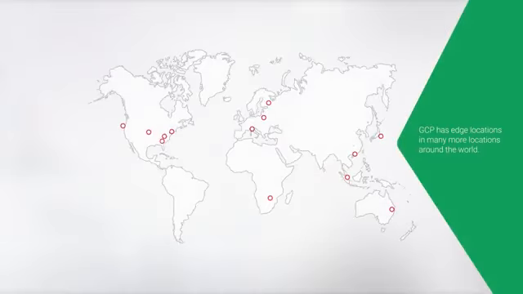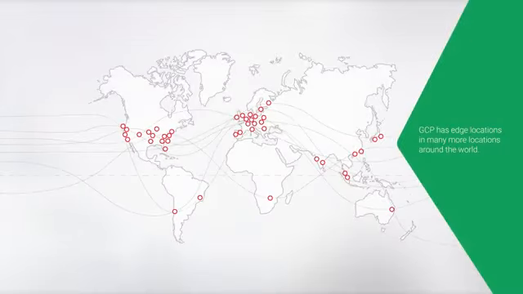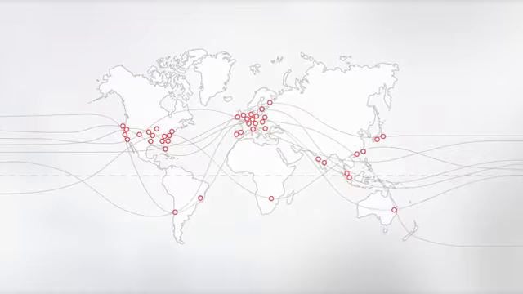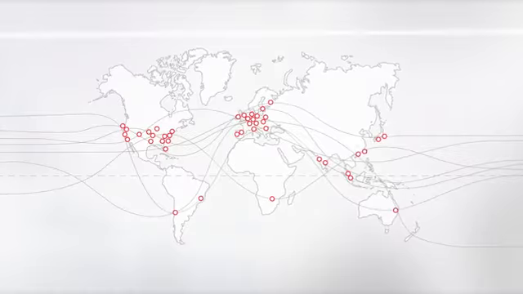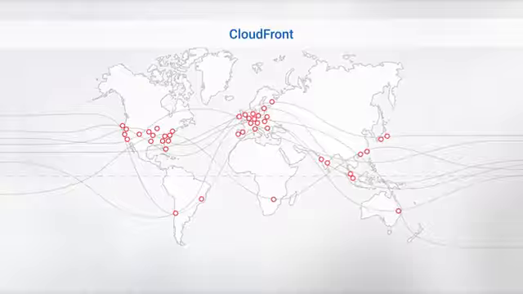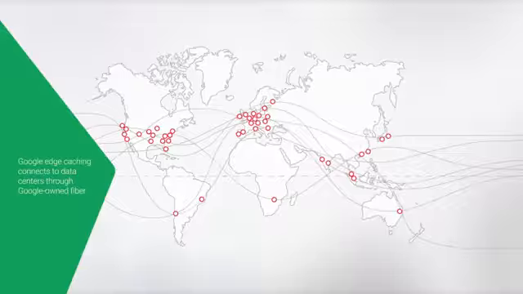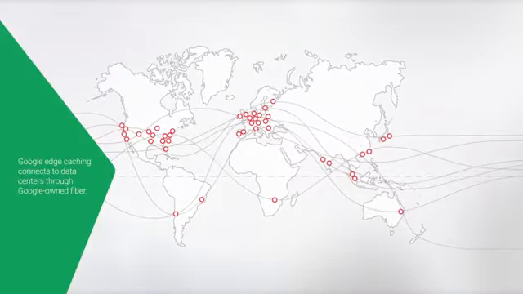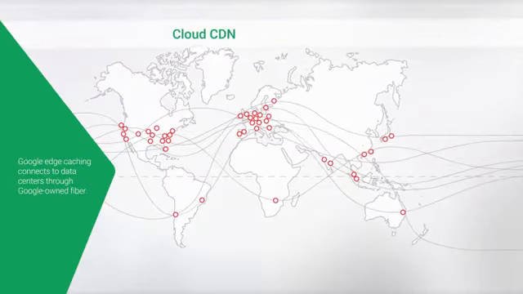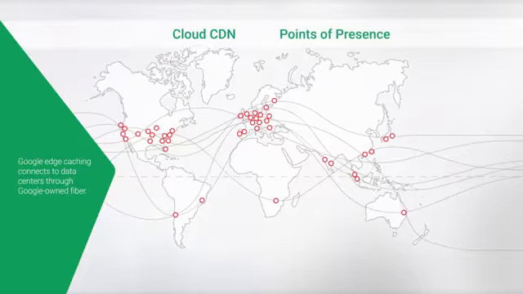Branching out from data centers, Google and Amazon have many more edge locations around the world. However, Google and Amazon use edge locations differently. Amazon uses edge locations as a content delivery network, or CDN, called CloudFront, to cache static content close to end users. Google uses them for two purposes: to cache static content as a content delivery network called Cloud CDN, and to provide points of presence, or POPs, that connect Google's network to the rest of the internet.